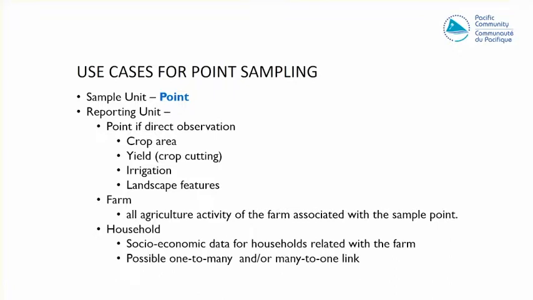Okay. But the problem with agricultural households is that if you draw one point onto a map, it's very possible that you can encounter many households, right? But the reverse is also true. You can have multiple points dropped onto the map, but you can only be covering one agricultural household or one commercial farm. So these are some of the issues that we find when doing point sampling frames.